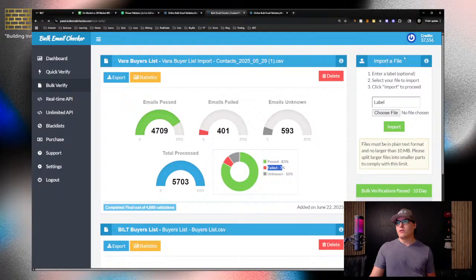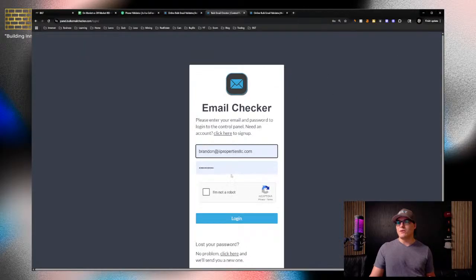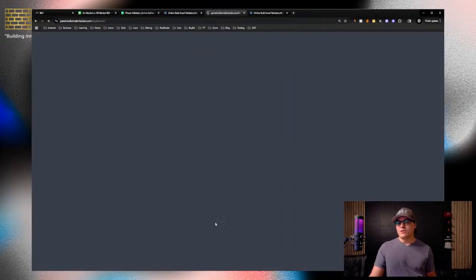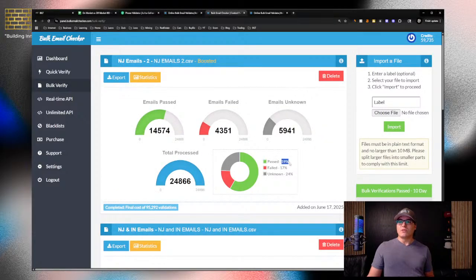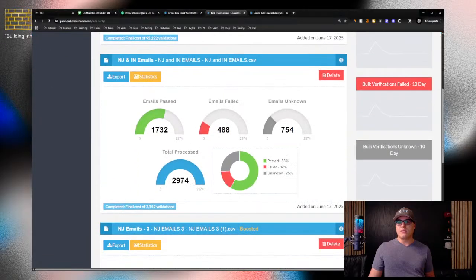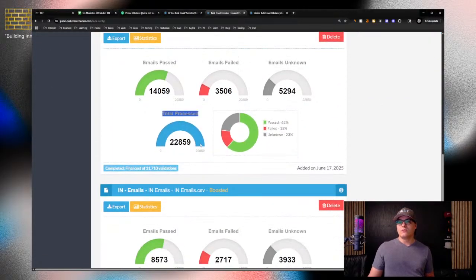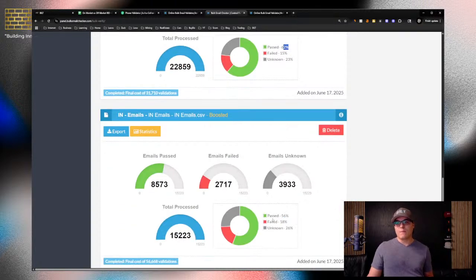I can also log out and log into another account that we have as well, just to show you larger sums of data. Like 59% passed on, let's say, 25,000 pieces of data. Here's 3,000 pieces of data. 58 passed. You know, 22,000 pieces of data. Only 62% passed. And so it's just repetitive, the same thing over and over again.